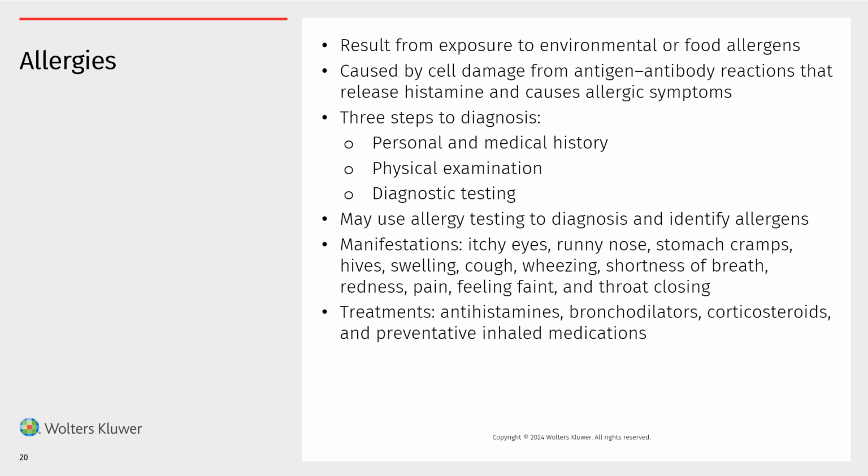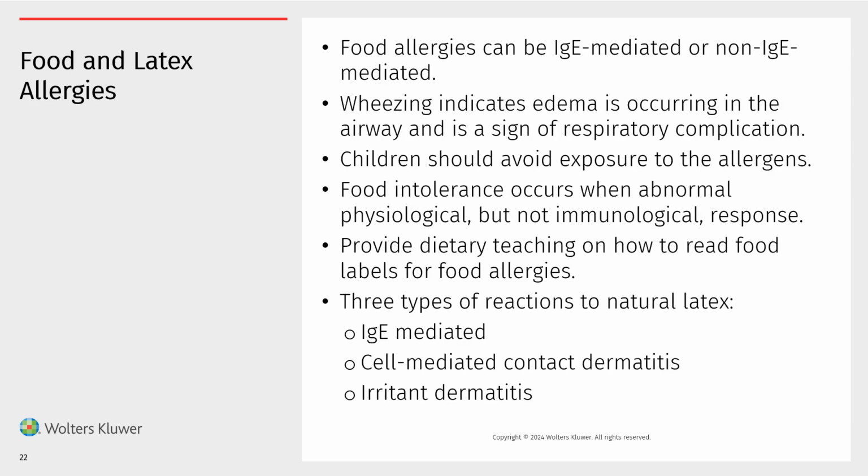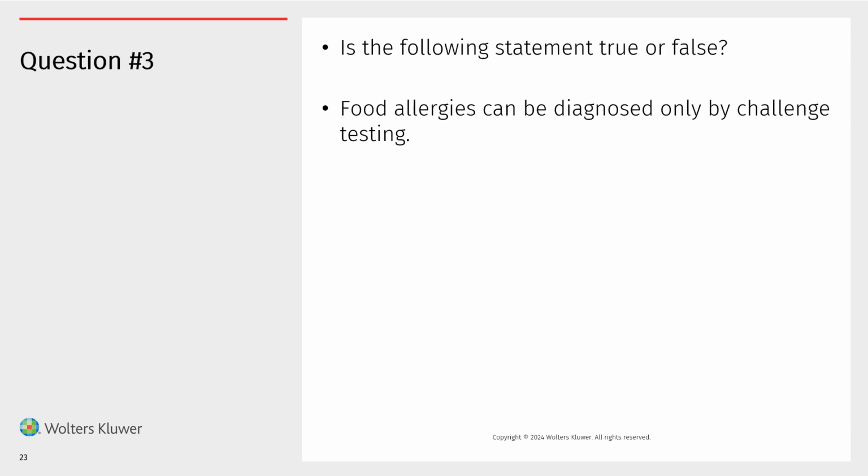Allergies in infants and children, so we're talking about hay fever and just allergies to pet dander and so forth. Common allergens here for children and infants: cow's milk, eggs, wheat, chocolate, citrus fruits, mold, pollen, house dust, pet dander, and there are medications available just like there are for adults. Food and latex allergies can also occur.